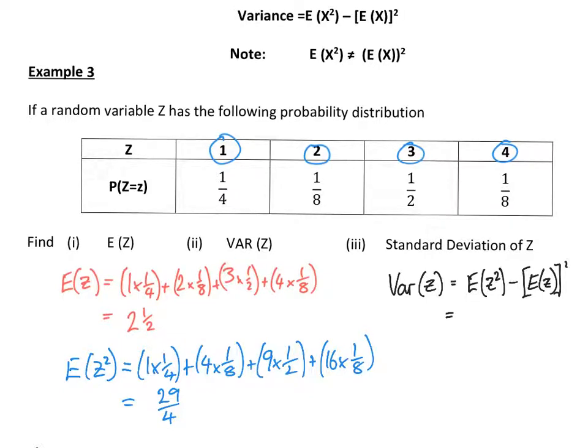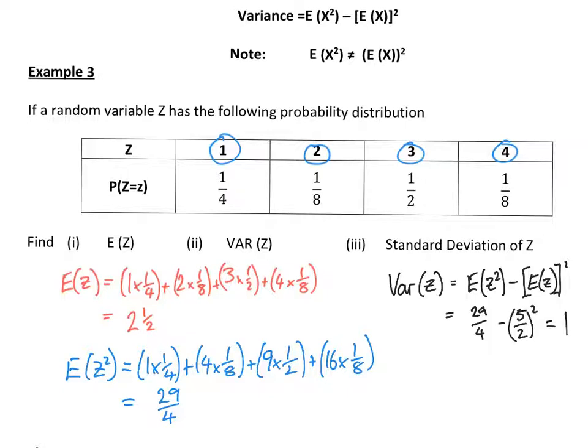Well, the expected value of z squared we got to be 29/4, minus the expected value of z we got as 2.5, so 5/2, and we're squaring that. So 29/4 take away 25/4 is 4/4, which ends up as 1. And so the variance is 1.